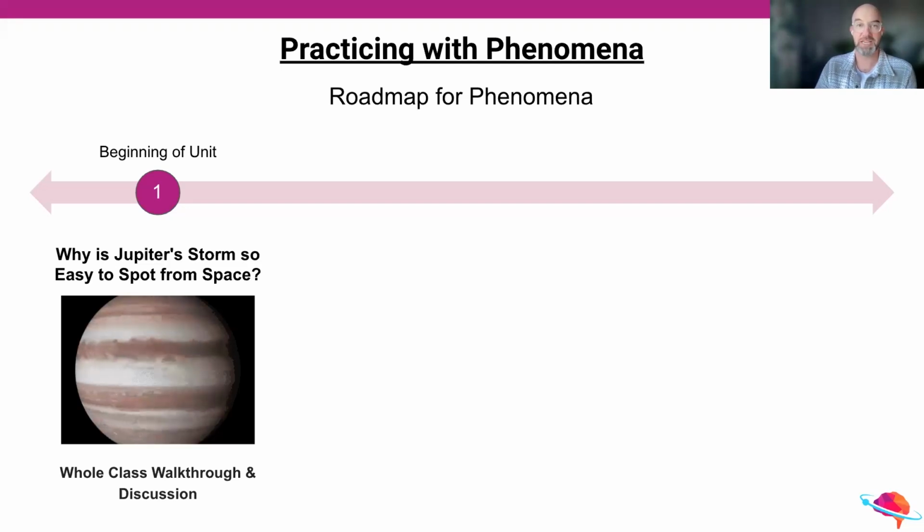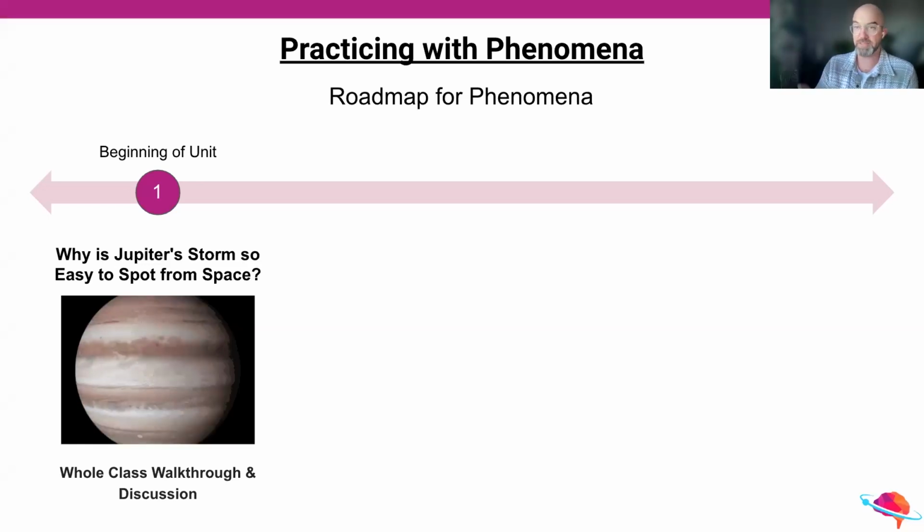And we can ask questions about the SEP, we can ask questions about the cross-cutting concept, and it doesn't have to be independent, it can be highly scaffolded, but we just want students to consider, and maybe as teachers or other students that do have this proficiency, we want to model the process of making sense of this phenomena.